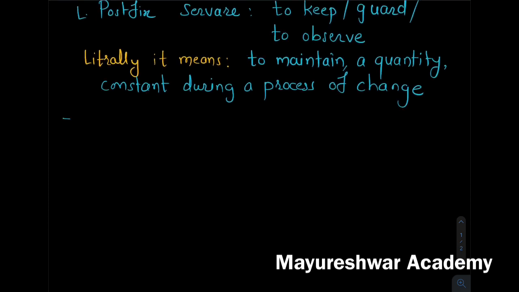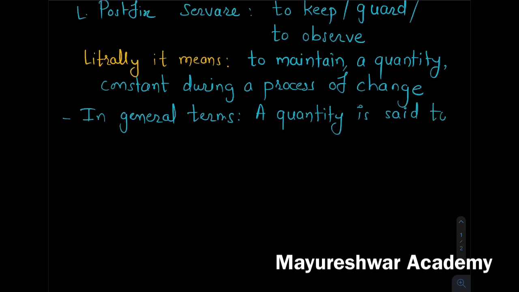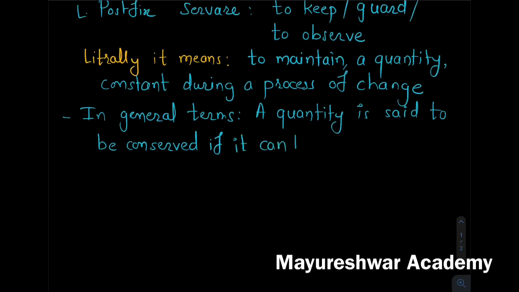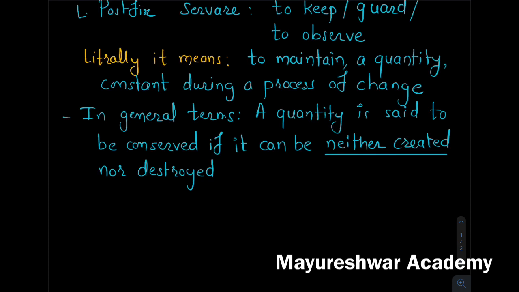Now what we are told in physics, in general terms, is that a quantity is said to be conserved if it can be neither created nor destroyed. So this is what we were told, a quantity which is neither created nor destroyed.